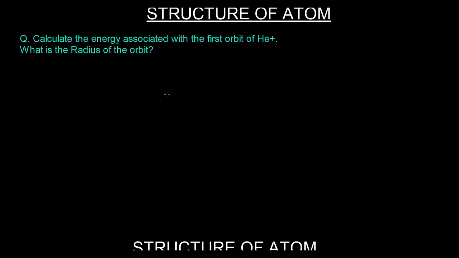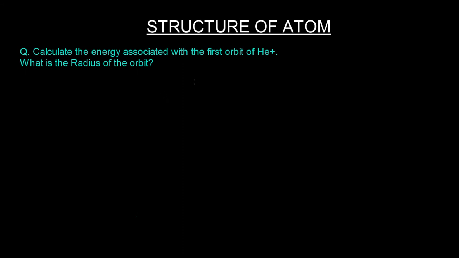So we try to solve this. Calculate the energy associated with the first orbit of helium plus. Now helium plus is a monoelectronic species, and had it not been the case, you would not have been able to tackle it with this classical physics approach that we did. Then you would have to go to quantum mechanics. That means had you been trying to analyze the helium atom with this, you would have miserably failed.